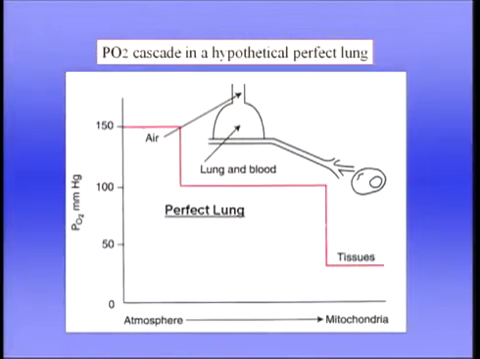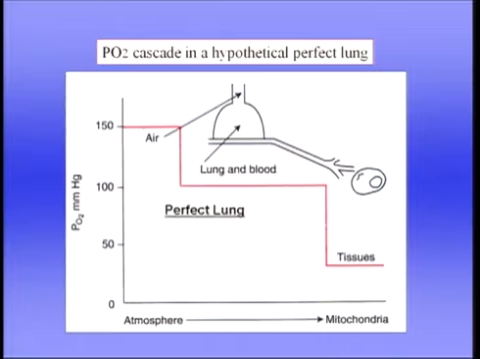And the first thing we're going to look at is a perfect lung. This is a hypothetical perfect lung. It doesn't exist, but it helps us to understand the oxygen cascade from the air to the mitochondria in the simplest possible way, and then we're going to look at the various ways in which this perfect situation is impaired by three causes of hypoxemia. So here we have our perfect lung, where the PO2 of the inspired gas is 150 millimeters of mercury. That's what we're faced with in our environment.